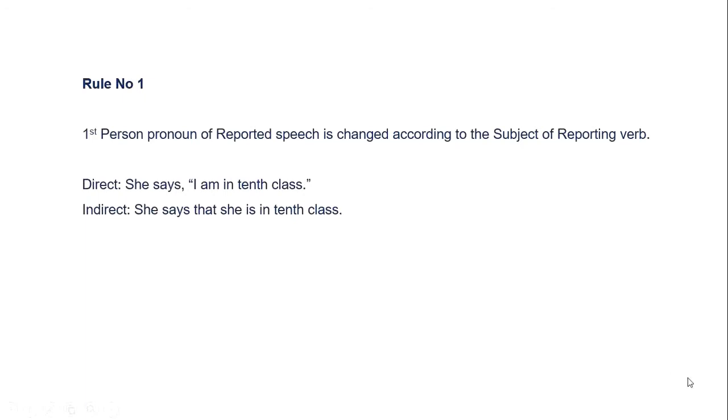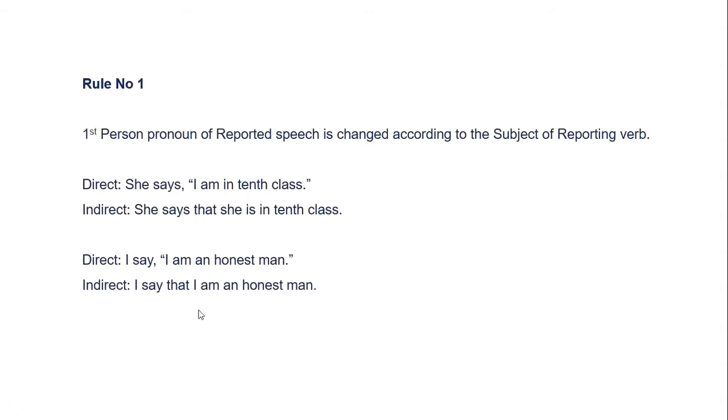Okay, so let's see another example. I say, I am an honest man. If you make the indirect speech of this sentence, we get I say that I am an honest man. Here I will not be changed because the reporting verb's subject is I. That's why you have to put I when you transform it into indirect. So you can change the pronoun based on the reporting verb's pronoun. The reporting verb's pronoun is I, that's why you have to use I when you remove the quotation.